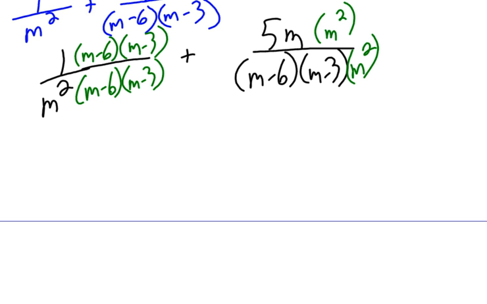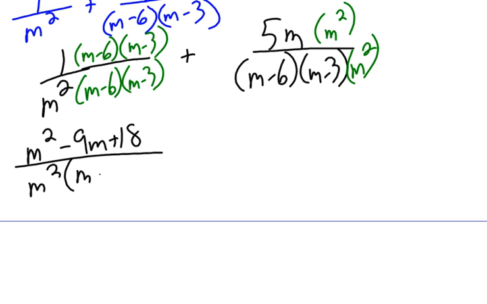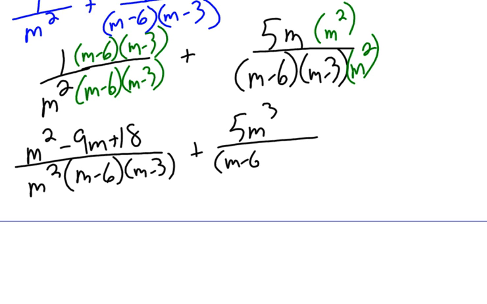Now let's just simplify, clean up each fraction. m minus 6 times m minus 3 times 1. Well, we already knew from before that m minus 6 times m minus 3 FOILs to m squared minus 9m plus 18. And that's all over m squared times m minus 6 times m minus 3, plus 5m times m squared, 5m to the third power, all over m minus 6 times m minus 3 times m squared.